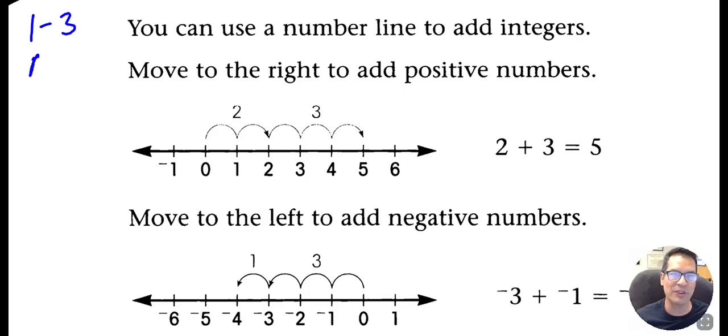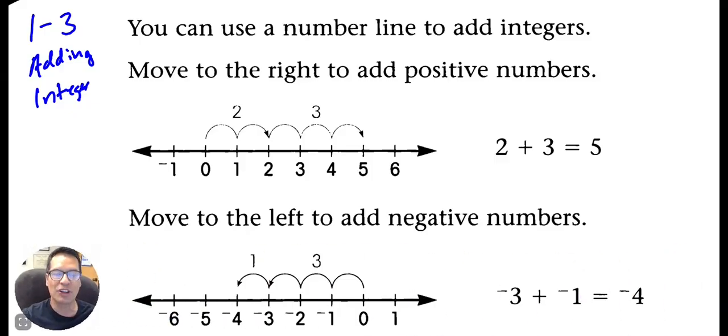And in 1-3, we're going to be looking at addition of integers. So you've done plenty of addition practice, probably did some also in preparation for this lesson. But one of the ways that we're going to look at adding integers, because remember, integers are going to include positive and negative numbers, is that we can use a number line to add integers.